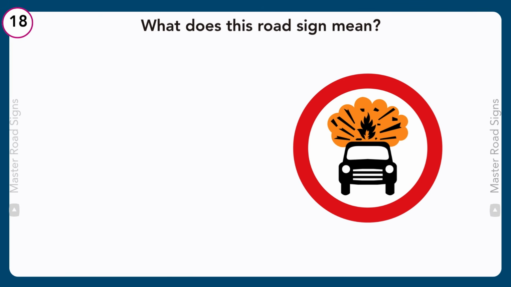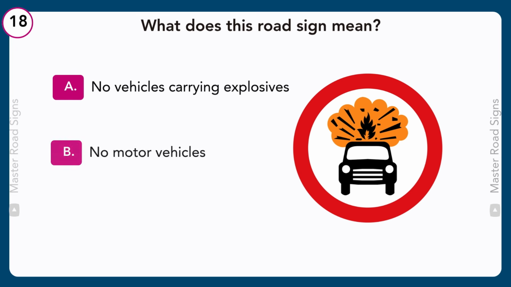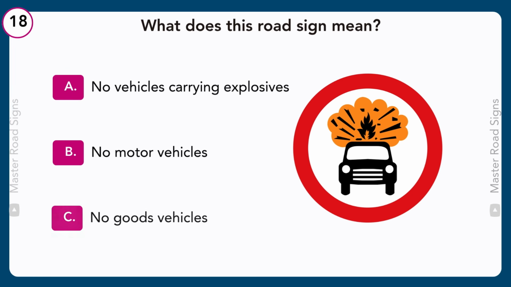What does this road sign mean? Option A, no vehicles carrying explosives. Option B, no motor vehicles. Option C, no goods vehicles.